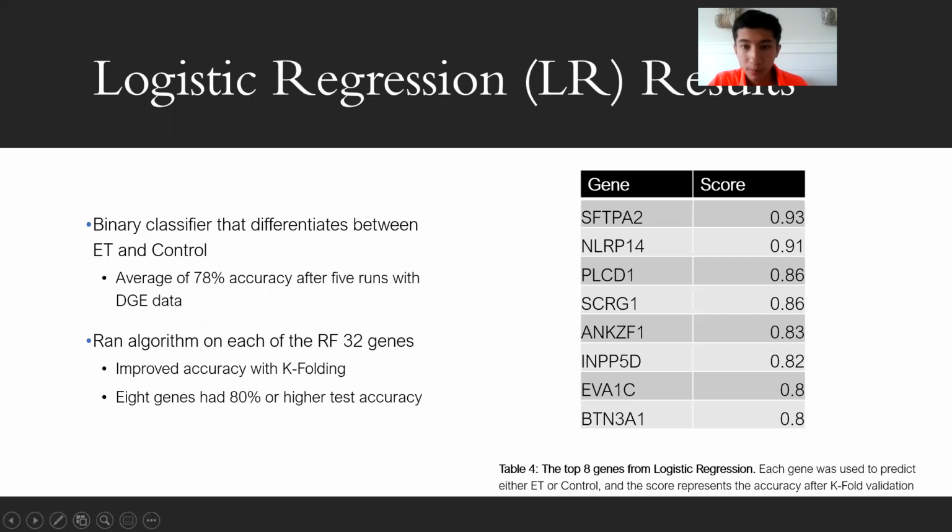This means that, for example, for the SRSF2PA2 gene, just by looking at the raw RNA sequence, my model was able to differentiate between ET and control 93% of the time. And these top 8 genes are really important because by identifying these genes, gene therapies or drug development can be used to better solve ET.